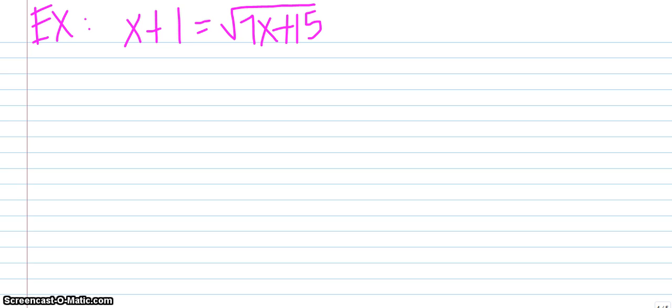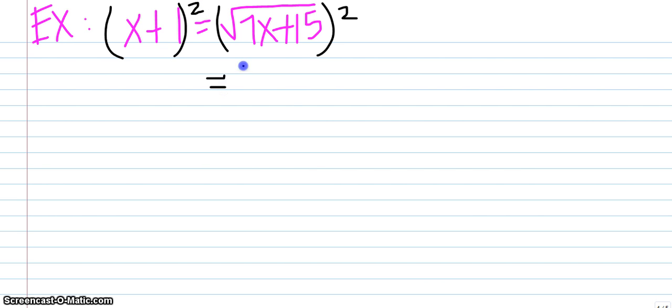This next example, I have the square root of x plus 1 is equal to 7x plus 15. In this case, I need to get this radical undone, so I'm going to have to square both sides.